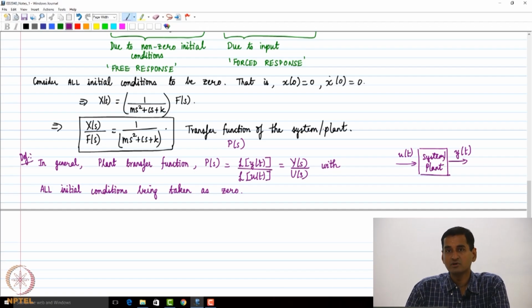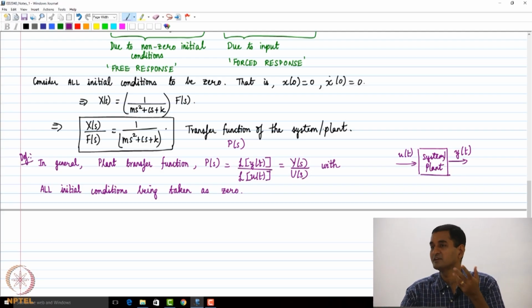So in a certain sense, when we use the transfer function approach, by and large we are interested in the forced response of the system, right? That is something we can immediately realize, because we have taken all initial conditions to be 0.